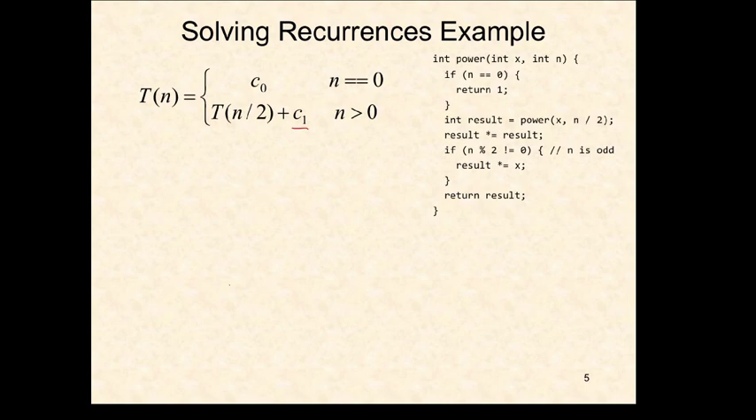We got big theta of log n in the worst case. In the best case, we could always get lucky and find it at the middle. But in the worst case, it'll take that long.